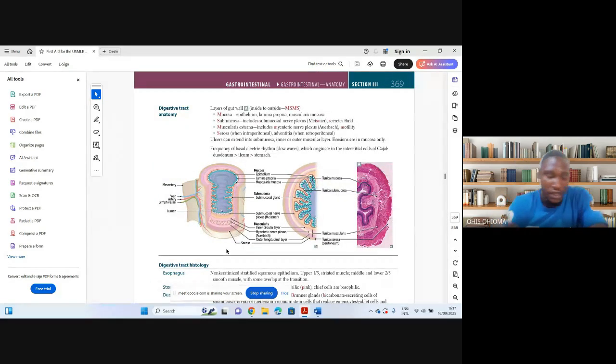So this is also a very high yield concept because this ties in a lot to pathology, this particular anatomy, knowing the histology of the GI tract. And so the first thing I want you to know is that the first layer that you encounter in the GI tract is the mucosa. And so the mucosa has three parts.